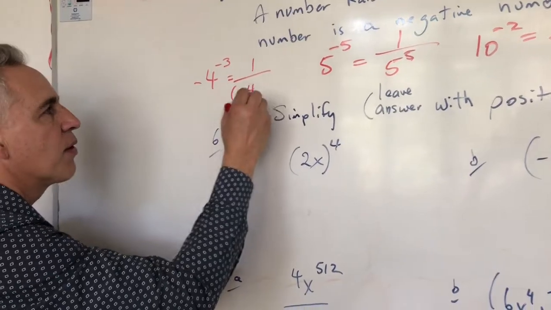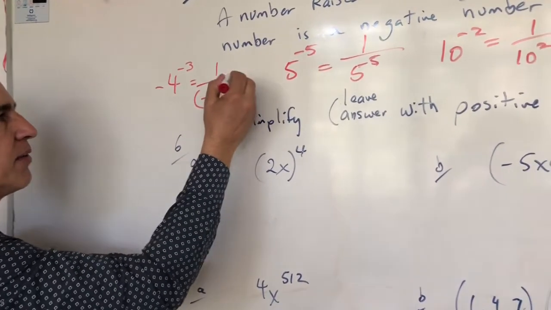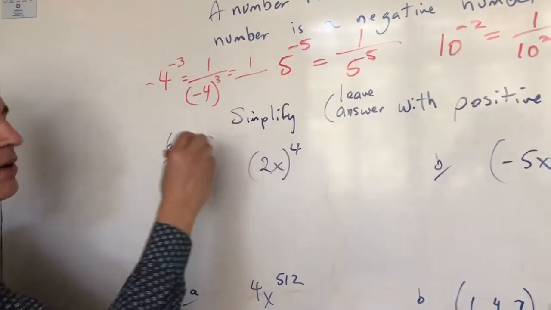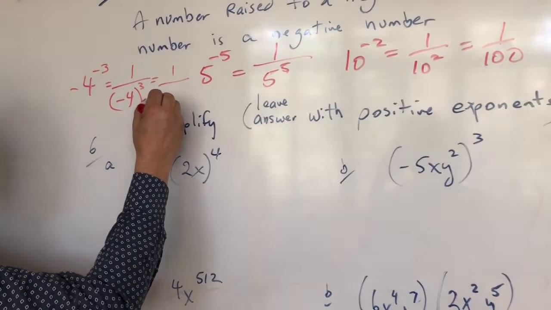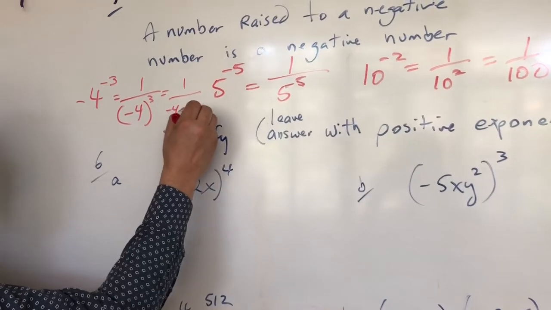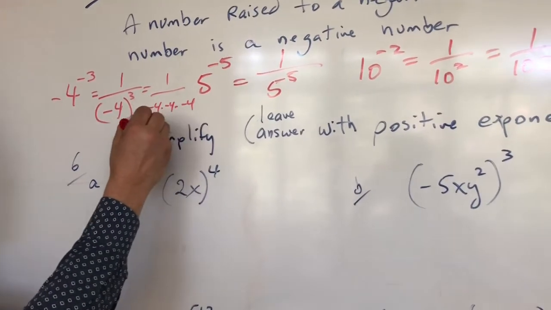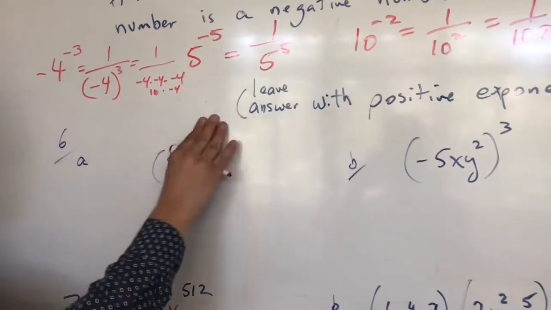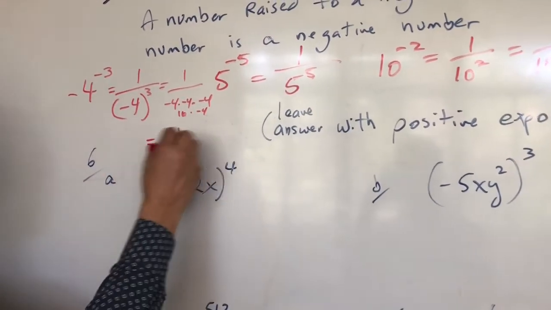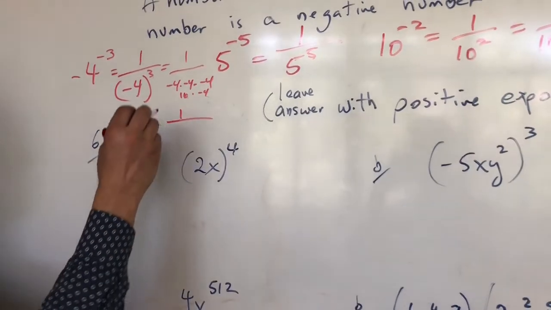1 over negative 4 to the third power. Well, what is that? That's 1 over negative 4 times negative 4, which is 16, times negative 4, right? That would be negative 4 times negative 4 times negative 4. All of that is going to be equal to 16 times negative 4, and guess what you get? I'm running out of space, I hope you don't mind. It's equal to 1 over a negative number.